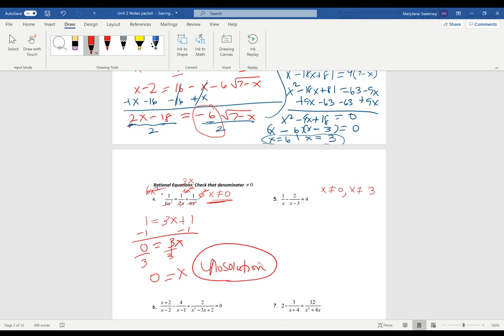Next one, if I multiply through by the least common denominator, that'd be x minus 3, x minus 3, x minus 3. So here, the x's cancel. We have an x minus 3 times 1, which is an x minus 3. Here, the x minus 3's cancel, so I have a negative 2x.